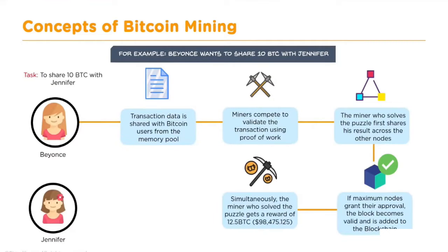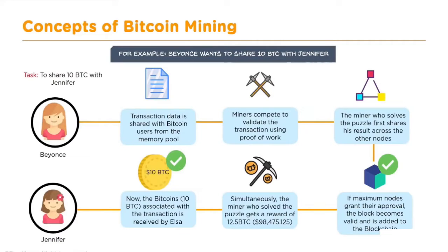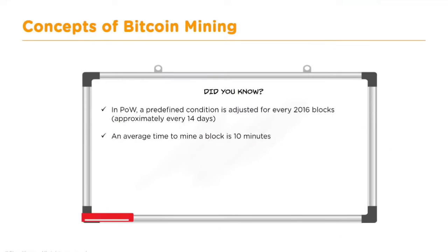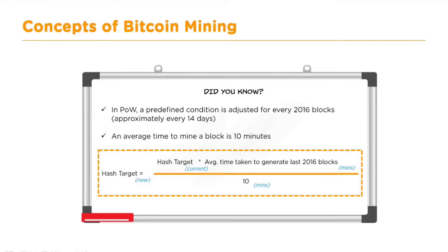Simultaneously, the miner who has solved the puzzle will also receive the reward of 12.5 Bitcoin, which as of today stands at around 98K dollars. Now the 10 BTC for which the transaction was initiated will get triggered and transferred from Beyonce to Jennifer. Now let's take a look at certain facts. In proof of work, the predefined condition, the target, is adjusted every 2016 blocks, which is approximately every 14 days. The average time to mine a block is 10 minutes. So the target keeps automatically adjusting itself to keep block generation within the 10-minute time frame.